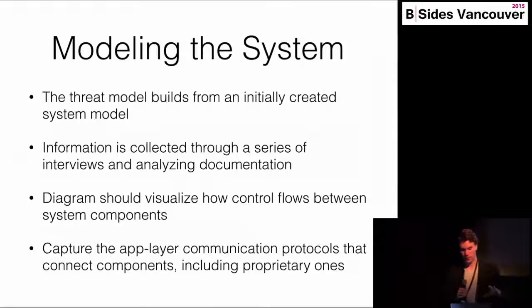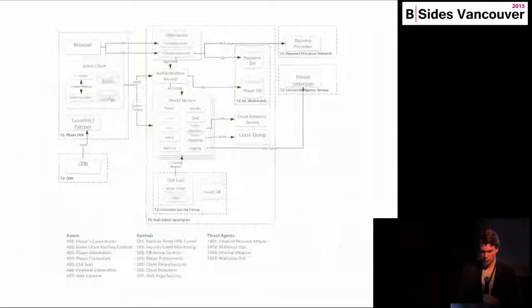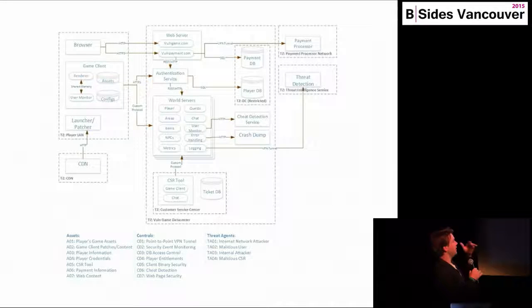And so we have to figure out how that system is built, how control flows throughout the system from lower privileged users to higher privileged users or components. And we have to capture the various app layer and network layer protocols that are stitching together all of those systems. And so this next slide, and you don't have to read and interpret the entire thing, is a very basic system diagram. And you can ignore the legend on the bottom for right now.